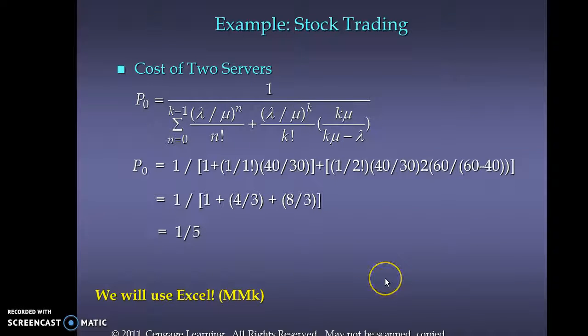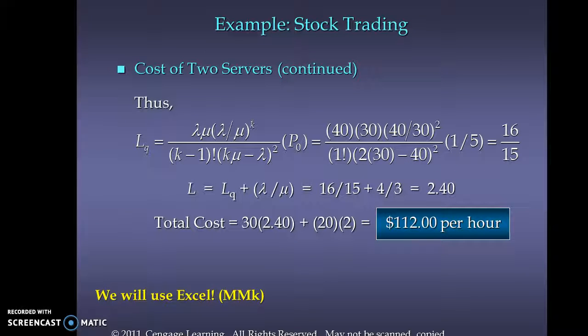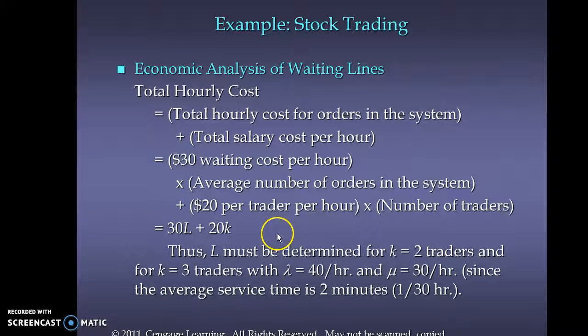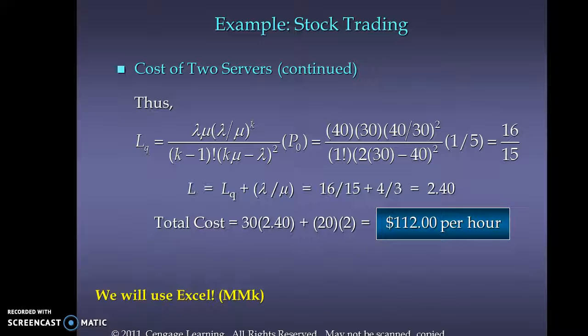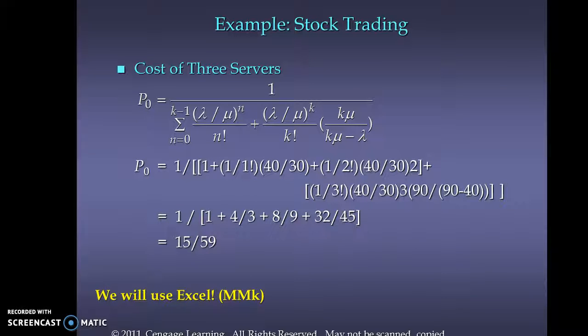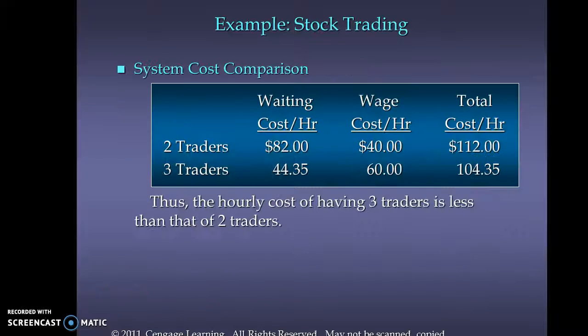We know that. If we were to run through that math, we would get the cost of 2 servers. The probability of nothing in the system, P sub 0, would be 0.2 or 1 over 5. We're going to use Excel. Once we have that value, knowing the rest of our values, we can calculate the total cost at $30 an hour. And we've given the waiting cost on a per minute basis, 50 cents per minute. So we had a rate here of $112 per hour. But using Excel, we can do this very simply. We can do a comparison to the cost of 3 servers, and get $104 an hour.